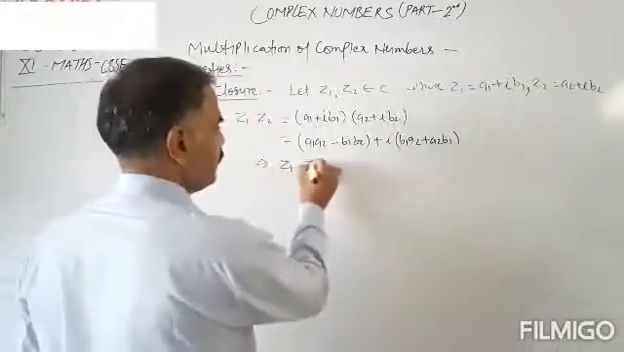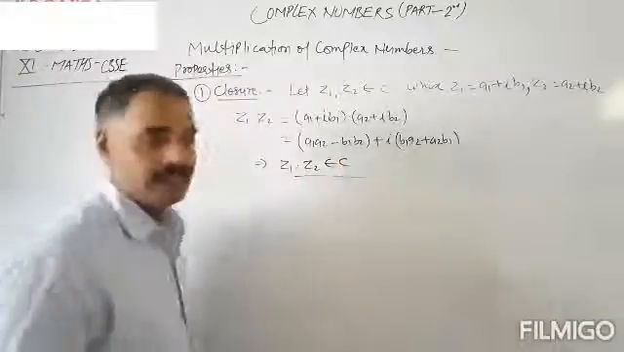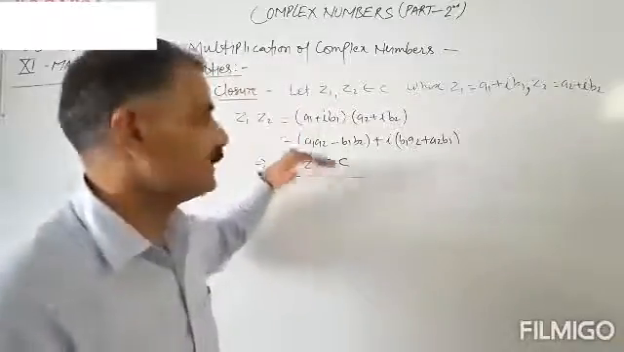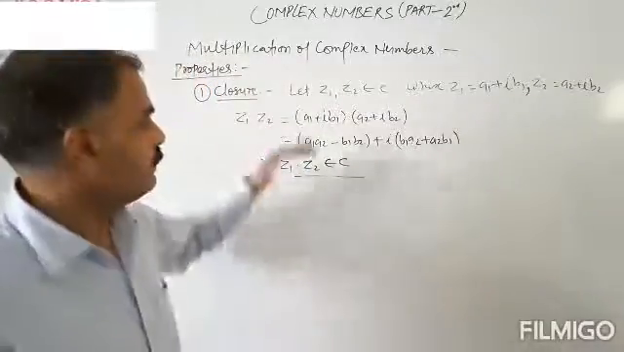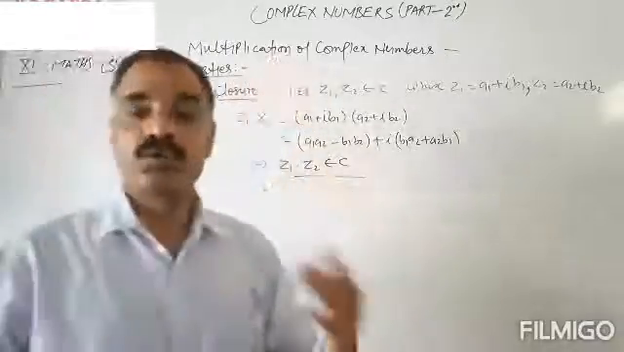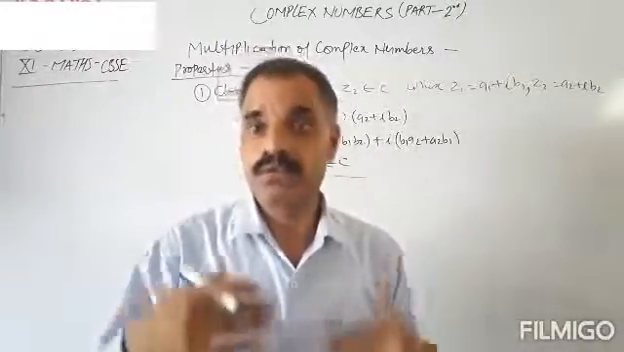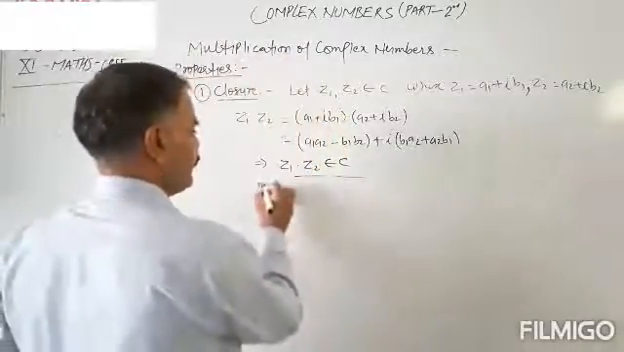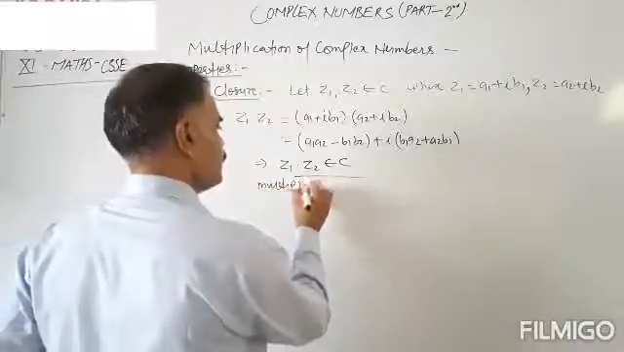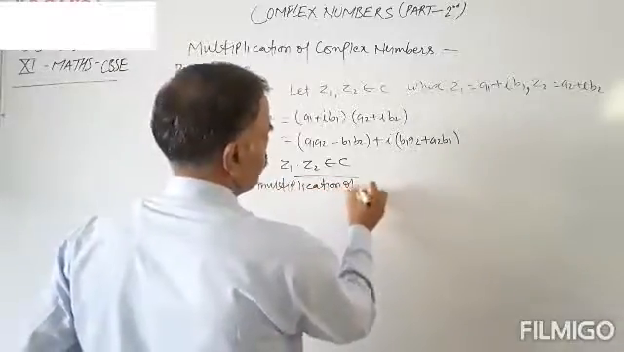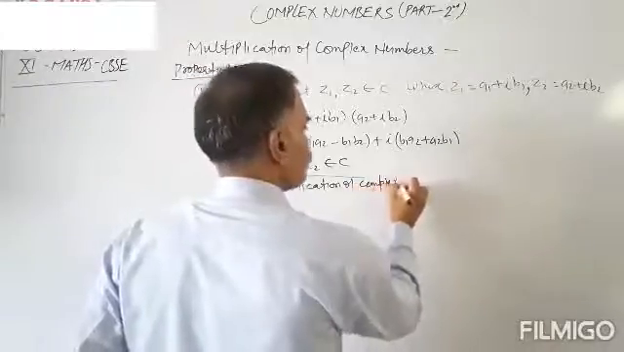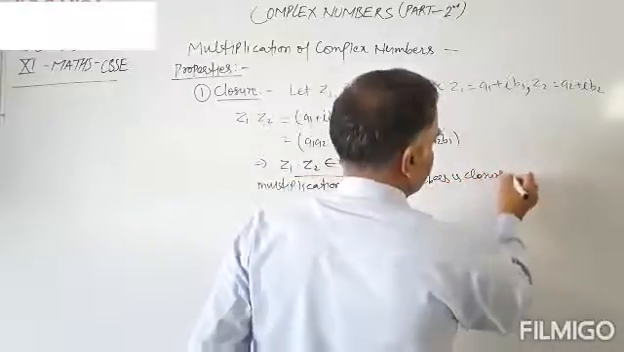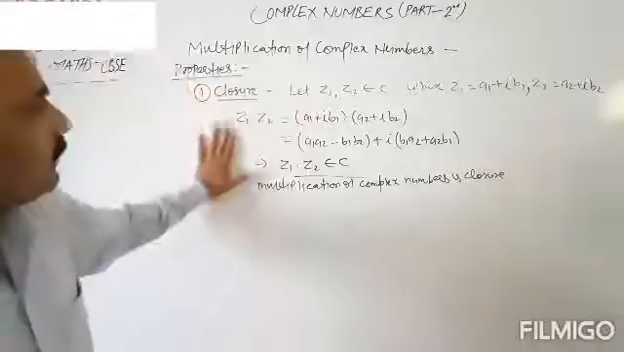This implies that Z1 into Z2 belongs to C. It means Z1 Z2 is also a complex number. So the multiplication of complex numbers is closure. This property is said to be the closure property. It means multiplication of complex numbers is closure. Okay, so this one is the closure property.